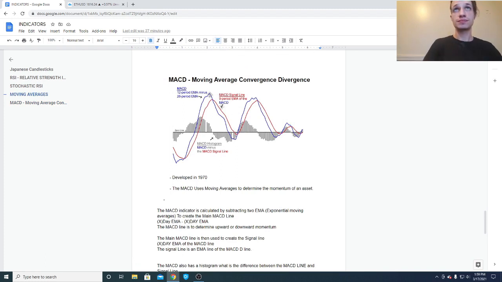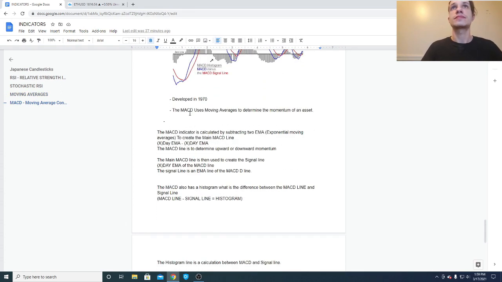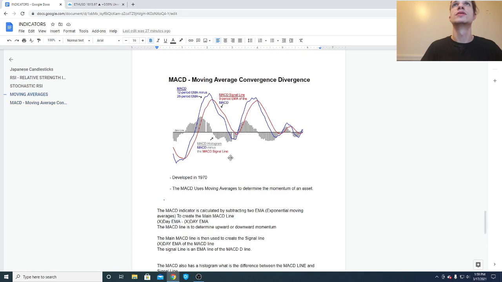So, MACD, Moving Average Convergence Divergence. It was developed in the 1970s. The MACD uses moving averages to determine the momentum of the average. So, right here, you'll see it says the MACD is the 12-period EMA minus the 26-period EMA, and that is how you get this first blue line. So it's two averages subtracted from each other, and that is how you get this first line.